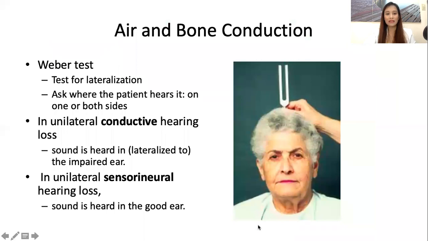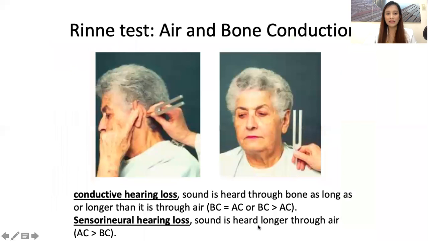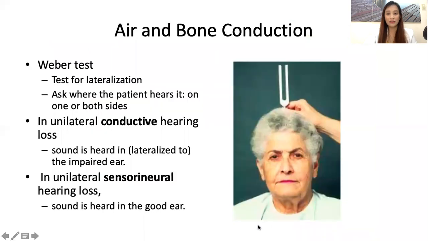So the other tests would be tests of lateralization, and also tests to determine whether this is sensorineural versus conductive hearing loss. So your Weber test is your test for lateralization, so you can tell whether it's the right ear or the left ear that is the problem. So how do we do this?